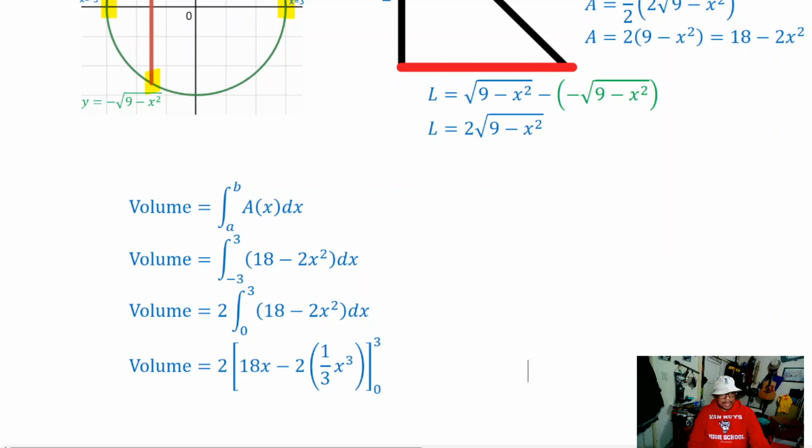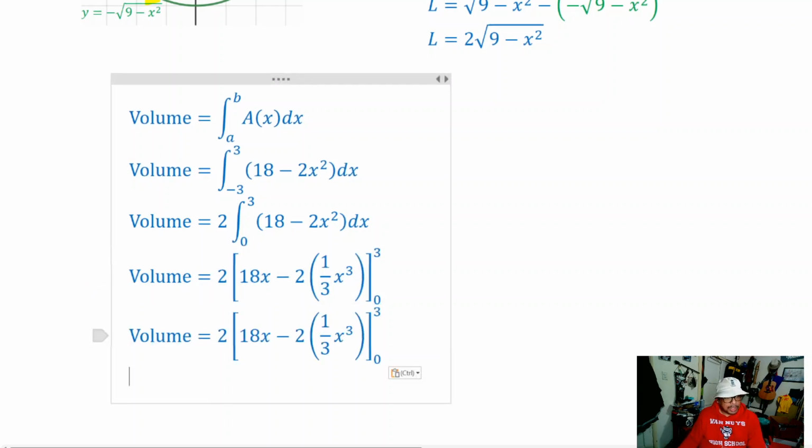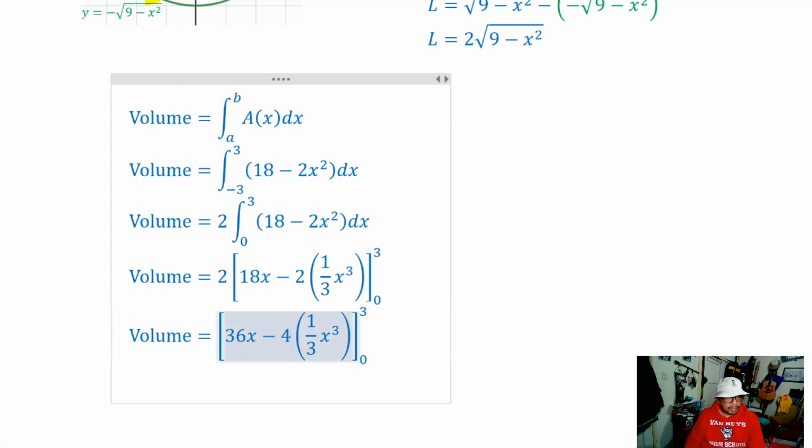We can simplify that, of course. And I think what I'm going to do is distribute this 2 into the volume formula just to make my calculation easier. So let's distribute that 2. That makes this a 36, and that makes this a 4. But of course, we can put that 4 up here, and yeah, that looks really good now.